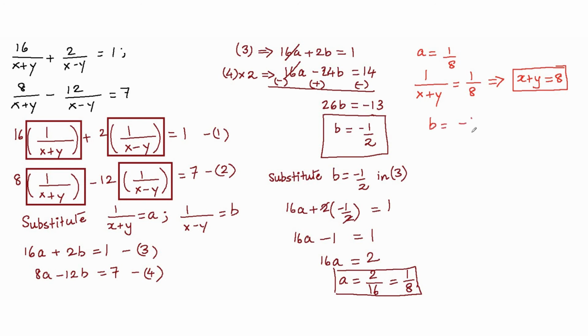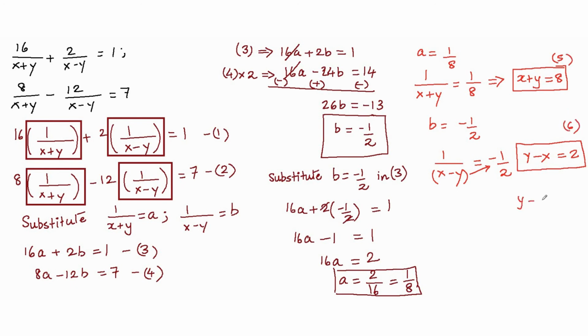Similarly, B is equal to minus half, but B actually was 1 by X minus Y, which was equal to minus half. Cross multiplying, I get Y minus X, because when X minus Y is multiplied by minus 1, it becomes Y minus X is equal to 2. This is my second equation. So now this is equation number 5 and 6. From 5 and 6, I get Y is equal to 5 and X is equal to 3. These are the values of X and Y.